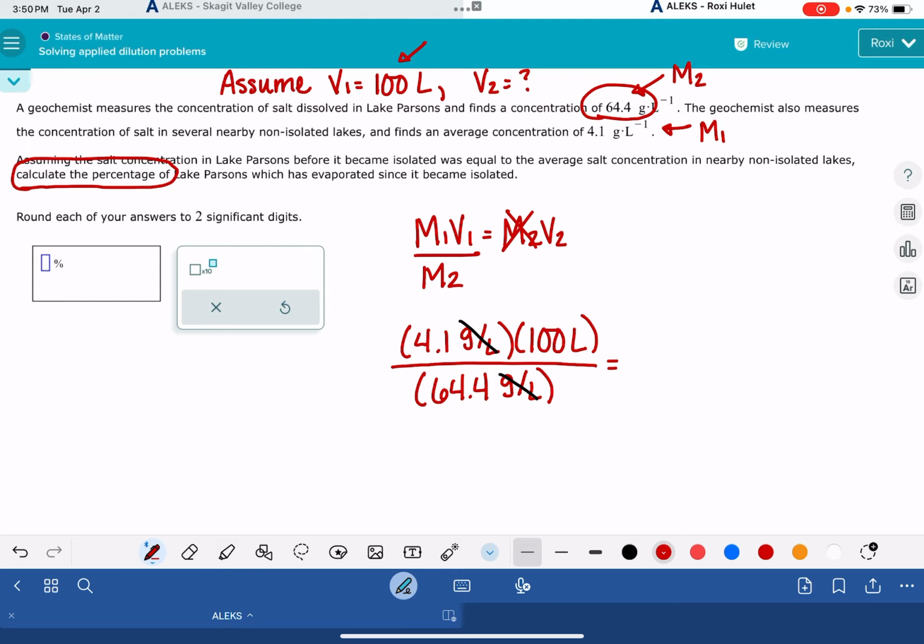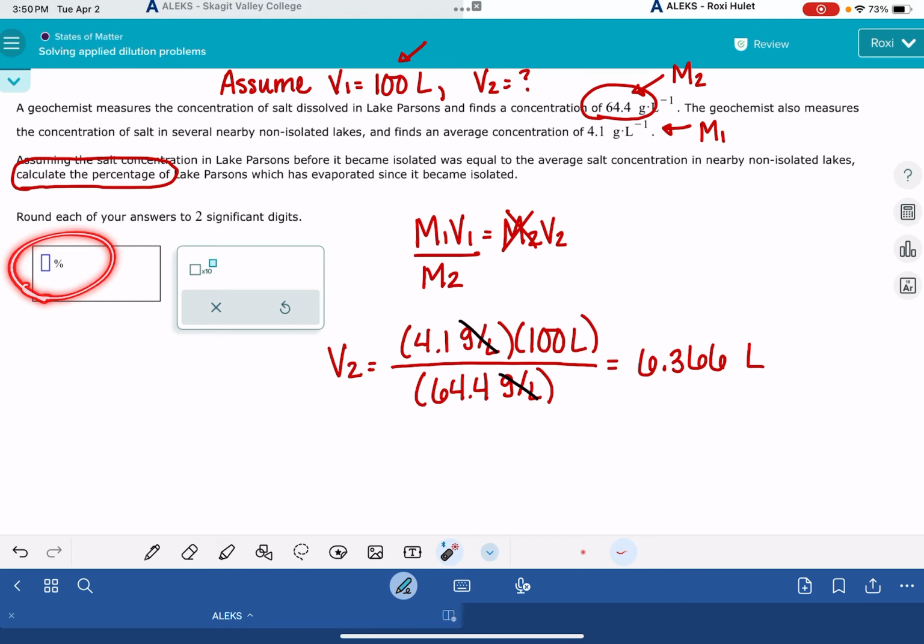I am now going to solve for my V2. 4.1 times 100 divided by 64.4, my new volume is 6.366 liters. Now that is not the answer to the problem, because ALEKS is not asking us to calculate what the new volume is. ALEKS is asking us to figure out what percentage of water evaporated.